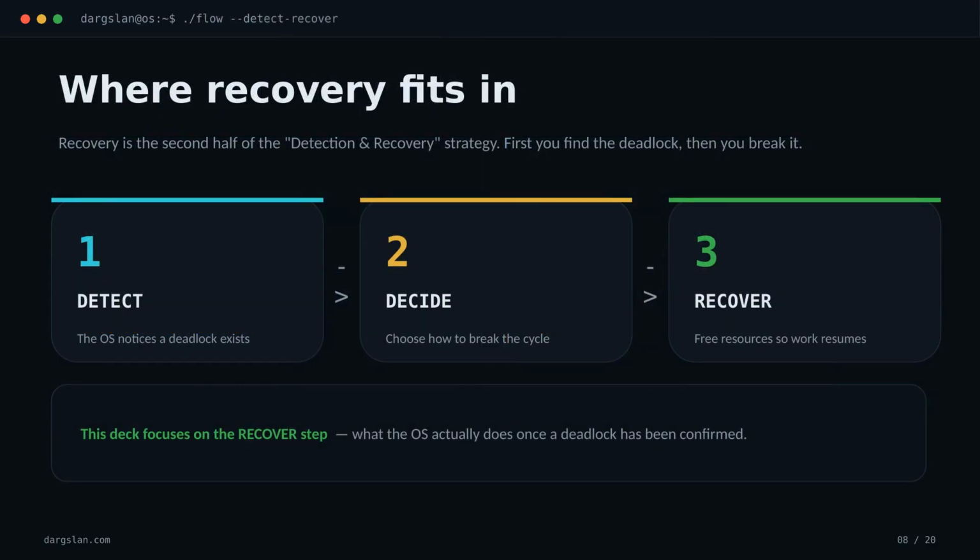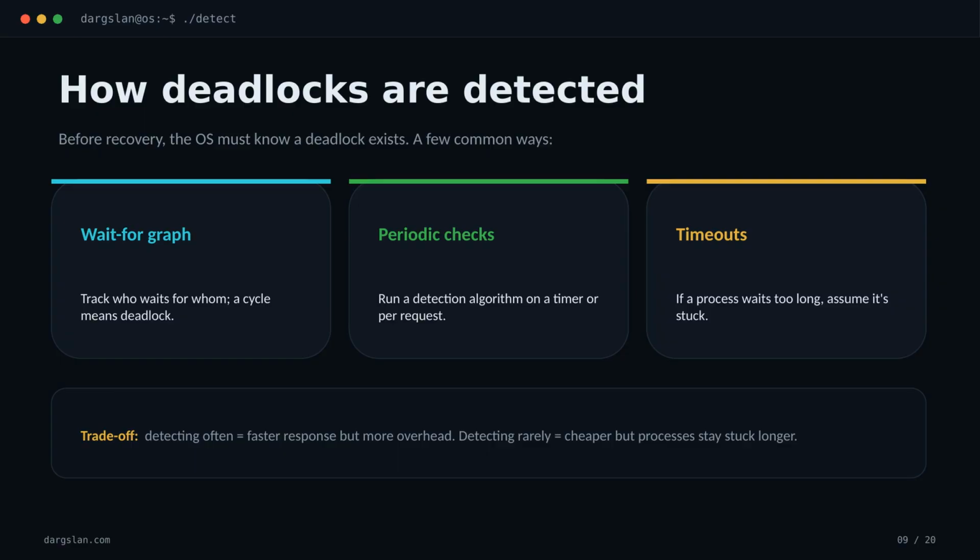Now let's zoom in on that 3rd strategy, detection and recovery, because that's where the rest of this deck lives. Think of it as a 3-step pipeline. First, the OS detects that a deadlock exists, then it decides how to break the cycle, and finally, it recovers by actually freeing up resources so work can resume. The first 2 steps we'll touch on briefly, but our real focus is that last step. What actually happens once the system has confirmed, yes, we're stuck?